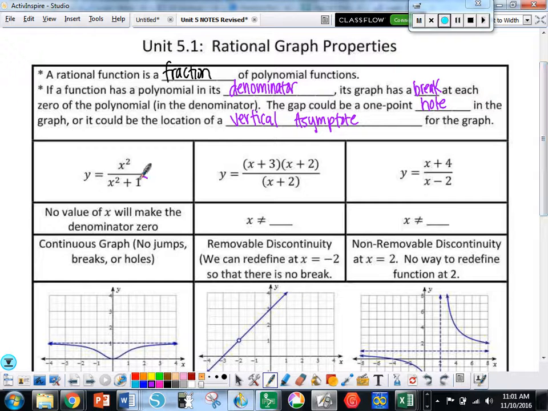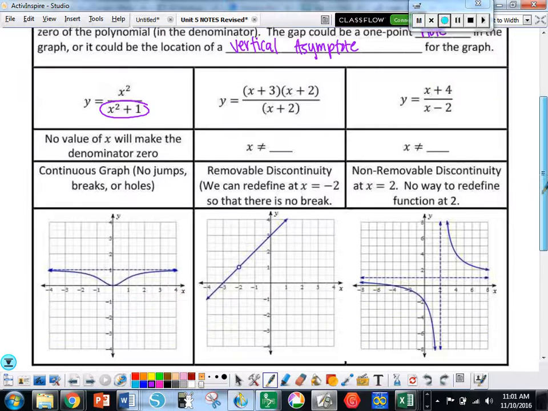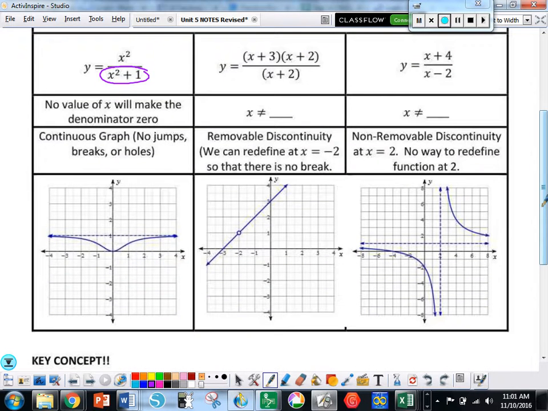Is there anything on this first example that could make the denominator 0? That will always be positive, right? So no value of x will make the denominator 0, which means it's a continuous graph. There's no breaks, no jumps, no holes. It goes on forever. Nothing kind of weird happens. It doesn't look pretty. It doesn't look like anything you've seen before, but there's no hole.